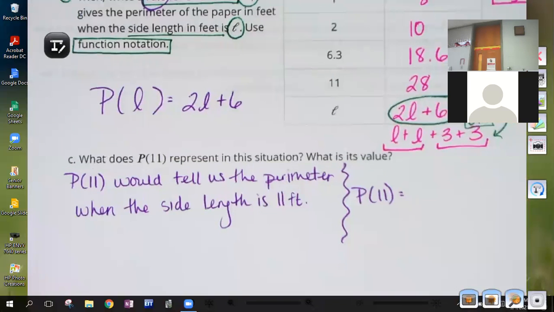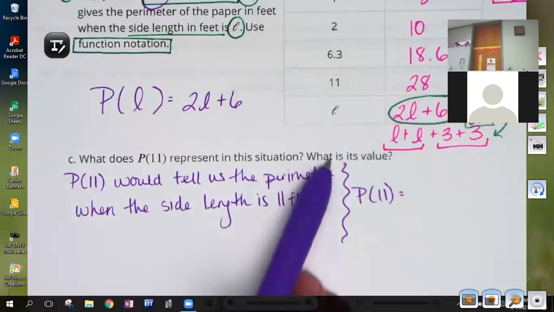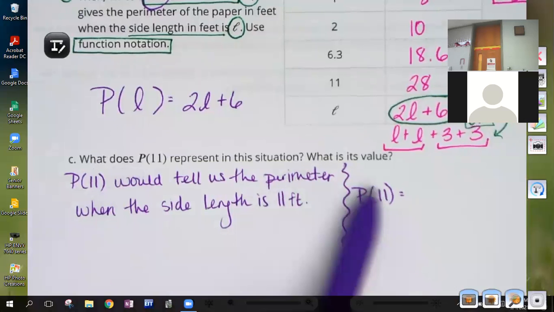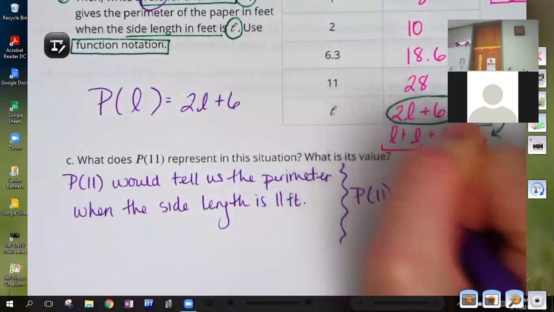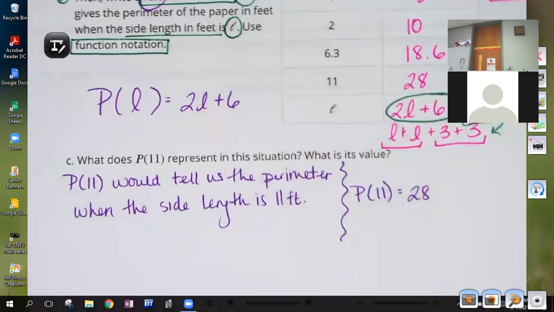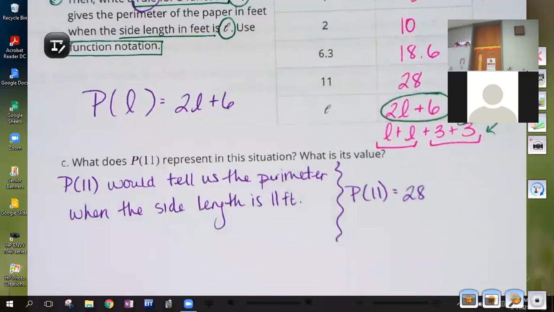All right. Next question says, what is the value of P of 11? If we have 11 as our input, what is our output? 28. Oh, we already had that one. We did already have that one. I just put 3 feet in feet, so yeah.